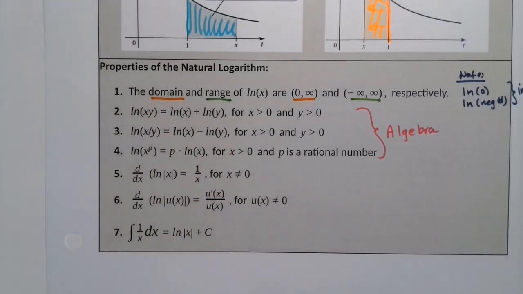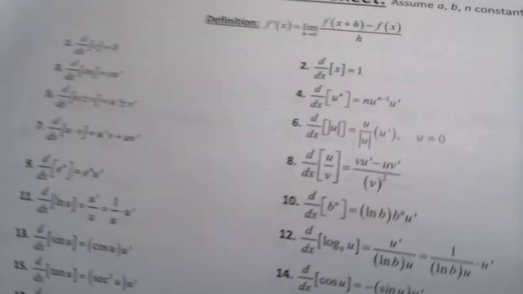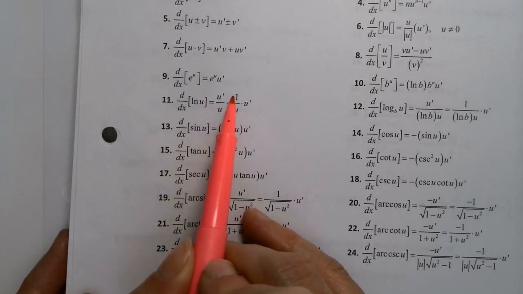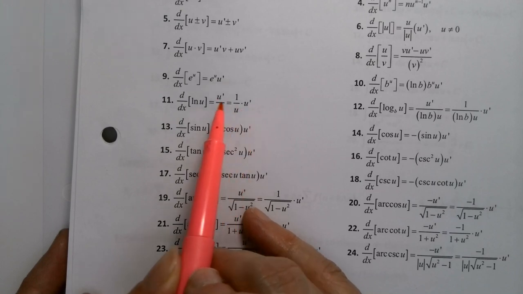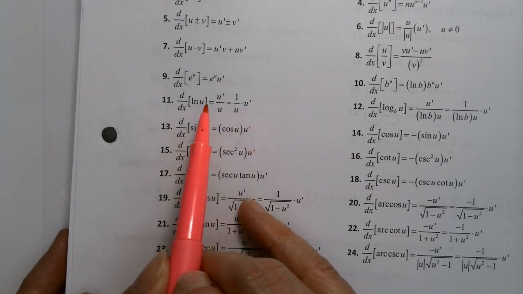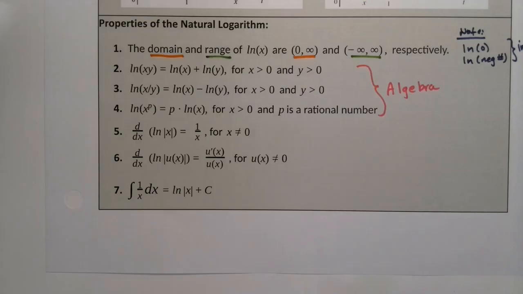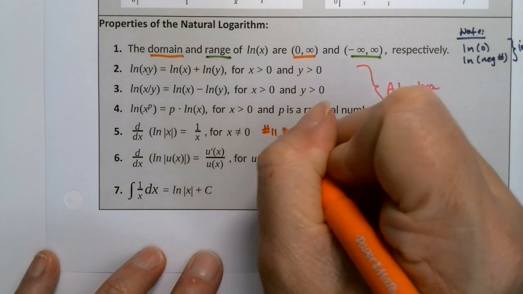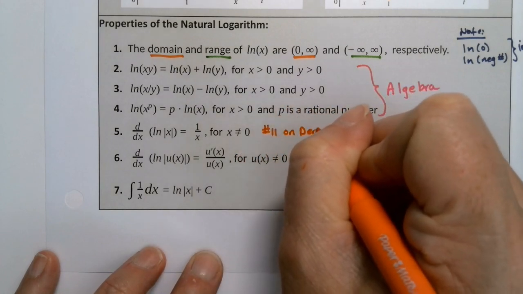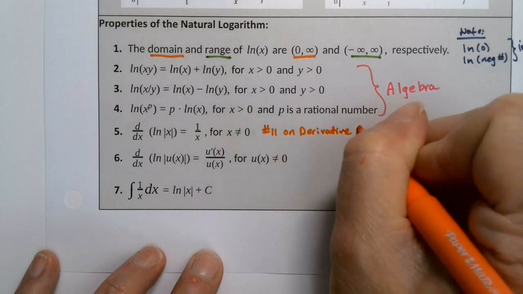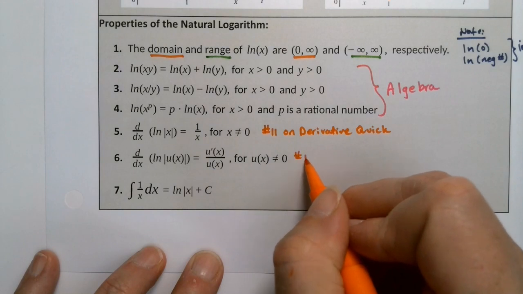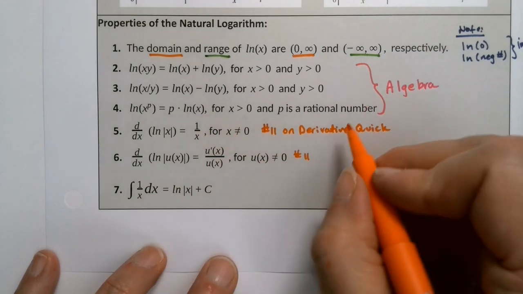Next, the derivative of the natural log of x is 1 over x. We all probably learned that in Calc 1. It is on the derivative sheet, but not every Calc 1 teacher makes you memorize it. The derivative of natural log u is 1 over u times u prime, of course, if you're using chain rule, so if it's not just the natural log of x. This is number 11 on your derivative quick sheet. Actually, both of these are number 11. This is just a simpler version of this.